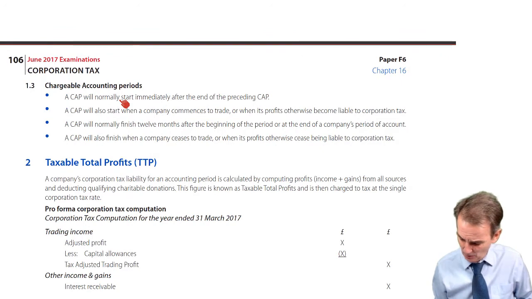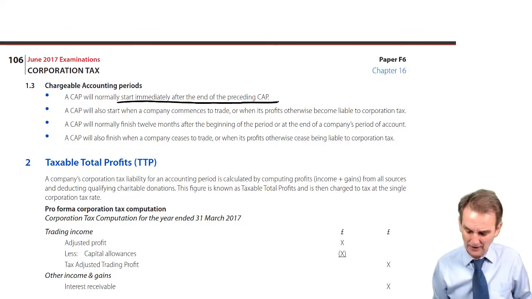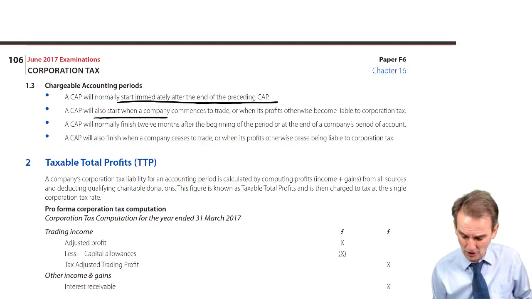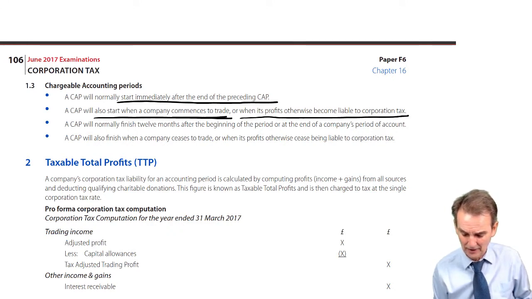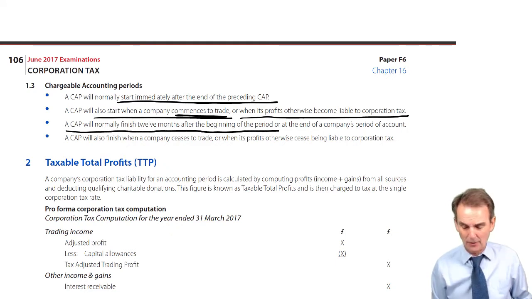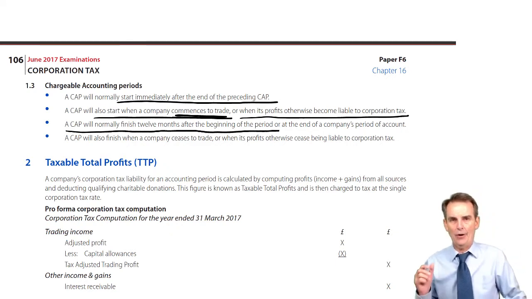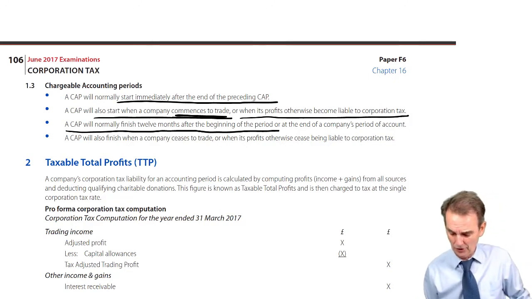A chargeable accounting period will normally start immediately after the end of the preceding chargeable accounting period. It will also start when a company commences to trade, or when its profits otherwise become liable to corporation tax. Now, for us, that will simply be when it commences to trade. A chargeable accounting period would normally finish 12 months after the beginning of the period. Remember, we cannot have a chargeable accounting period of more than 12 months.